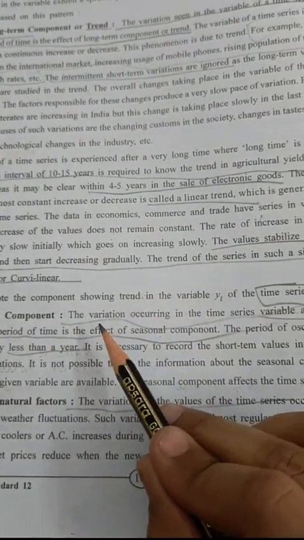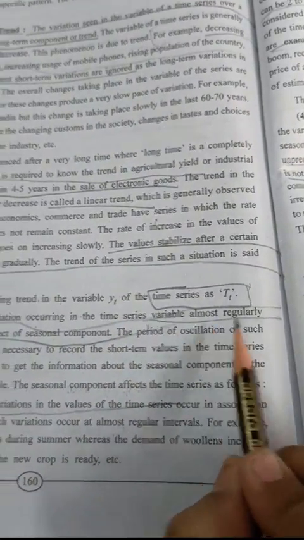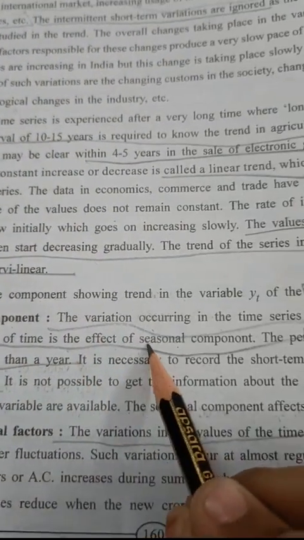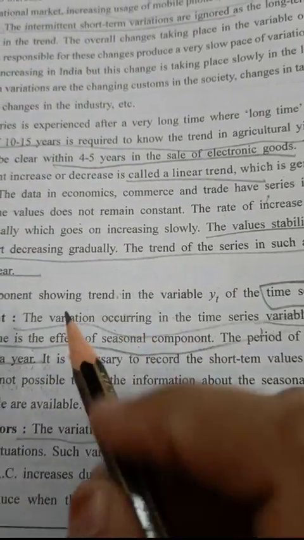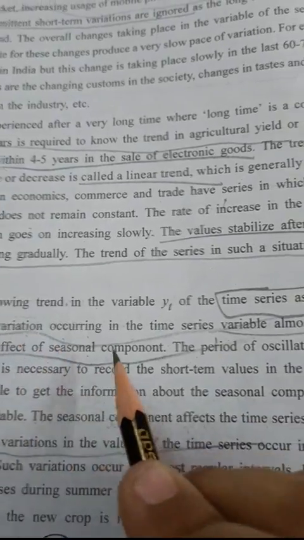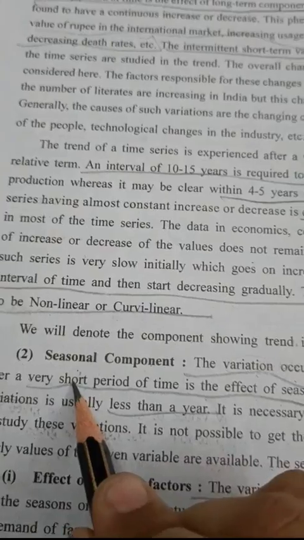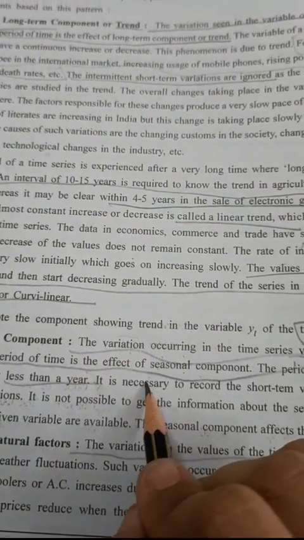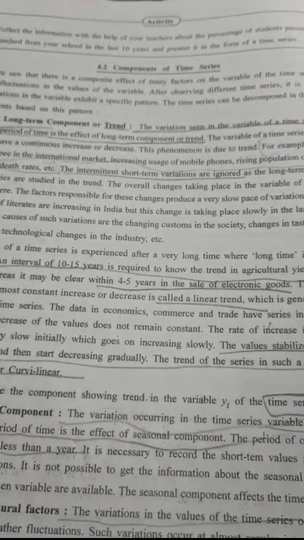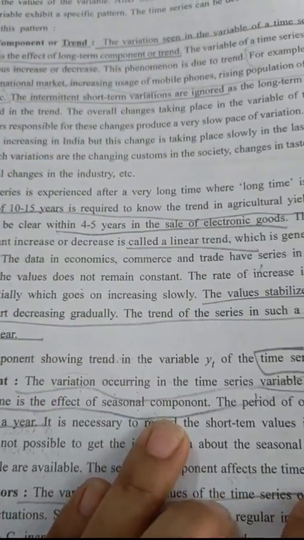Seasonal component means the variation occurring in the time series variable almost regularly over a very short period of time. Now what is that variation? Changes occurring means taking place. The changes which are taking place almost regularly for a very short period of time are known as seasonal component. Means for a short period of time, every now and then the changes are coming, then that kind of variation is known as seasonal component.